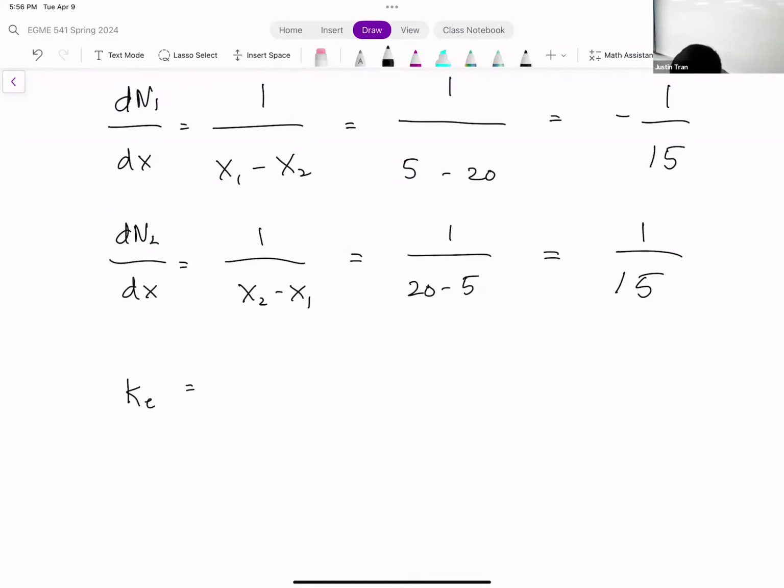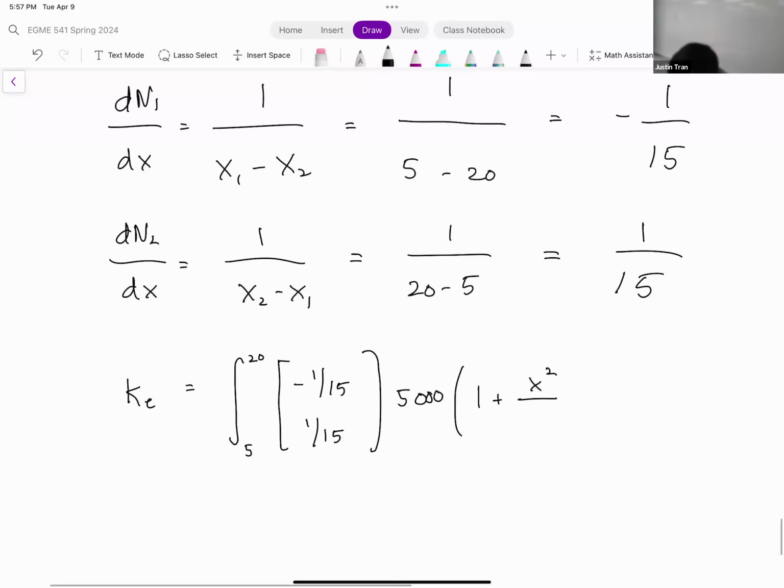So our KE, or element stiffness matrix for our second element here, is going to be the integral from 5 to 20 of the column vector minus 1 over 15, 1 over 15, times E. We know E here is 5,000. Our area function here is 1 plus x squared over 400. And then our other shape function vector here is minus 1 over 15, 1 over 15, dx.